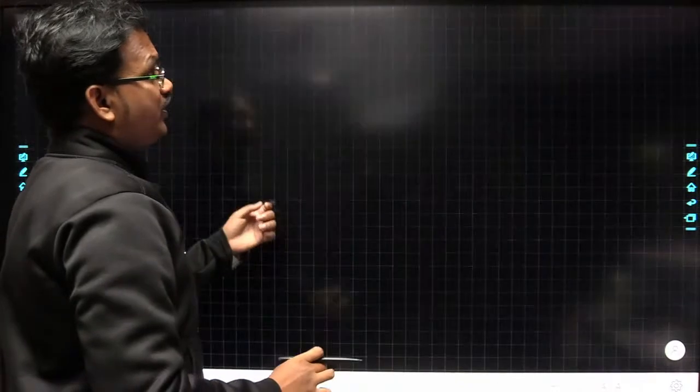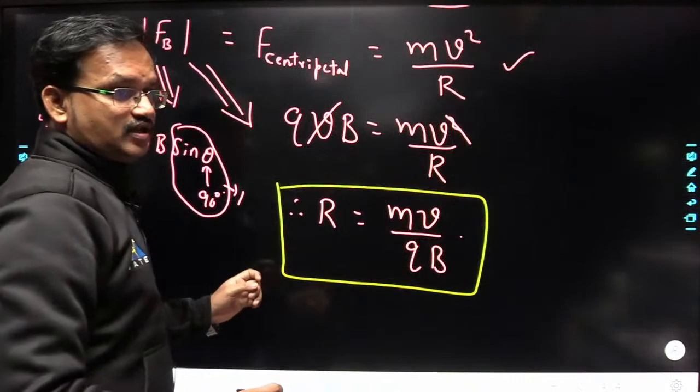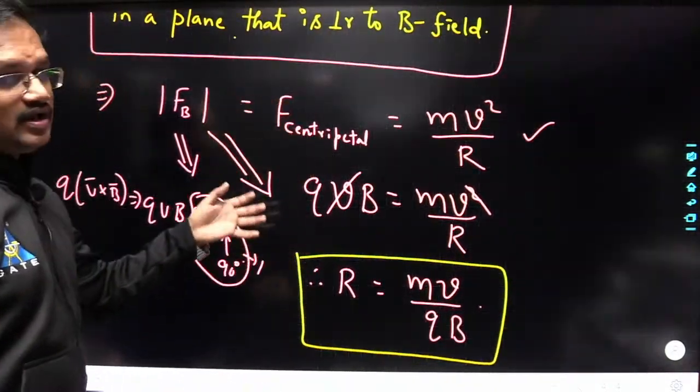See, it is going to trace the circular path when, what is the condition? When theta is equal to 90 degrees. When theta is equal to 90 degrees, then only all these things will happen.